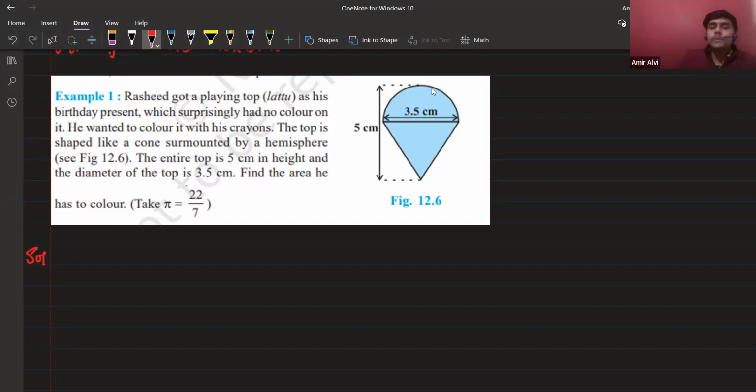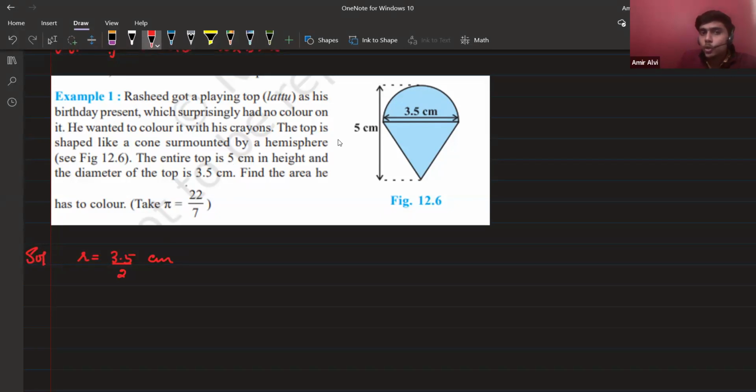Okay, so now you can see we need the radius. The diameter is 3.5, so we will divide it by 2. Tell me everybody, will the radius of the cone and the radius of the hemisphere be different or the same? Same. Very good, because the hemisphere completely covers the base of the cone as well, so it will be the same.